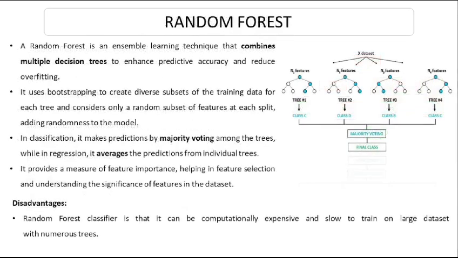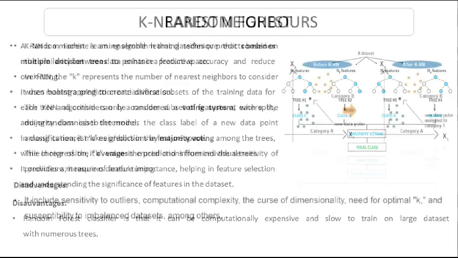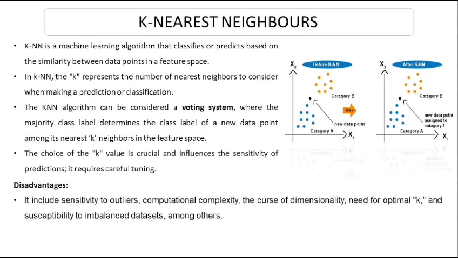So now coming to random forest. A random forest is an ensemble learning method which combines multiple decision trees. So multiple individual decision trees are taken and all the decision trees are combined to form a random forest. Coming to the k nearest neighbor. K represents the number of nearest neighbors considered when making a prediction of classification. So this is also based on a voting system.